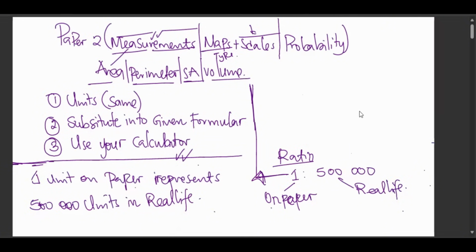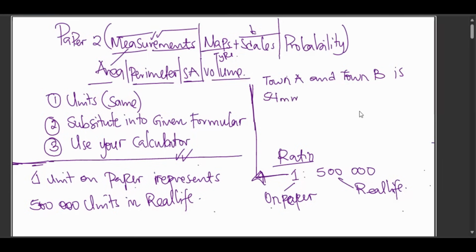Distance, for example, you will measure. If they tell you the distance between town A and town B is, let's say, 54 millimeters. The moment you see millimeters, just know it's on the map. So, what is the distance in real life? Let's use our scale that we have here already. If 1 unit is equivalent to 500,000, so what will it be?